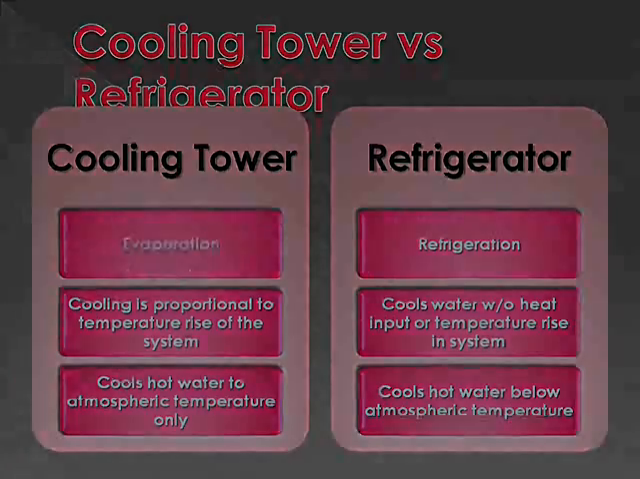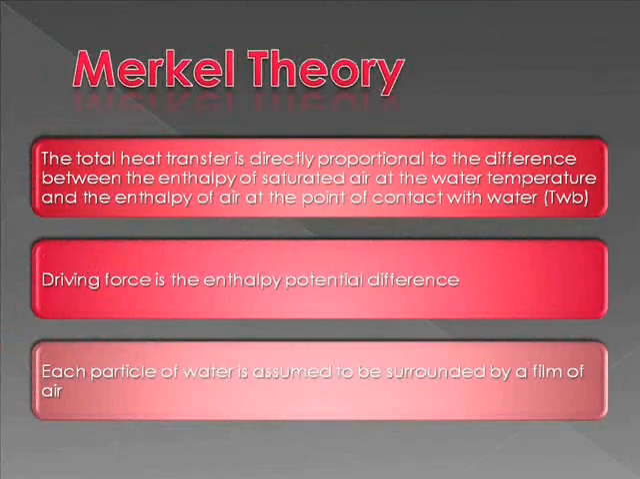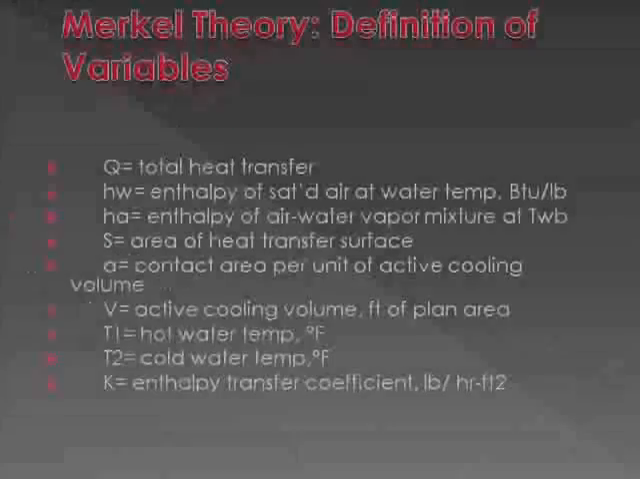Merkel theory states that the total heat transfer is directly proportional to the difference between the enthalpy of saturated air at the water temperature and the enthalpy of air at the point of contact with water, or the wet bulb temperature. In other words, under the assumption that each particle of water is surrounded by a film of air, the driving force of heat transfer is the enthalpy potential difference. It is also mathematically expressed with these variables.